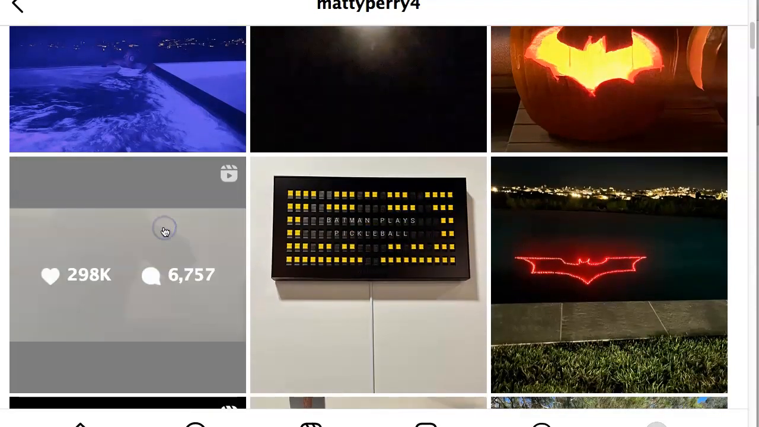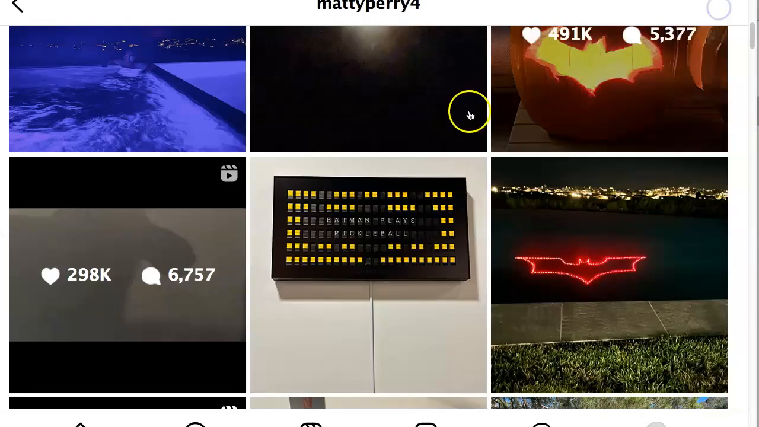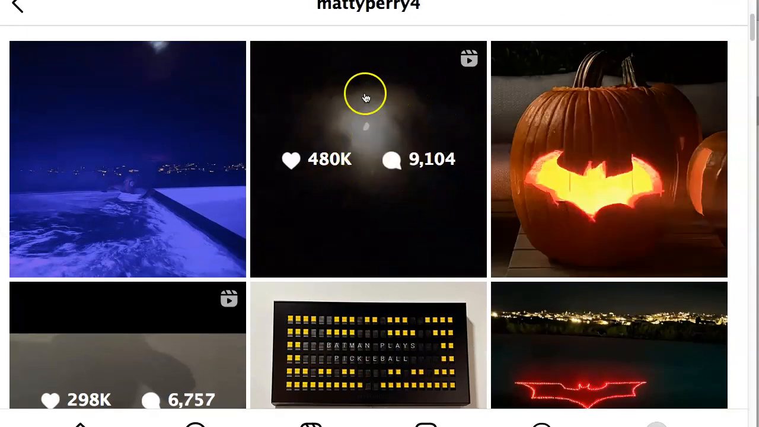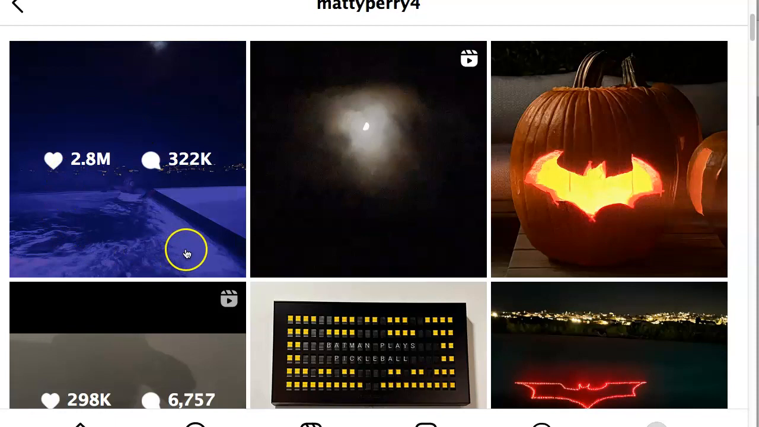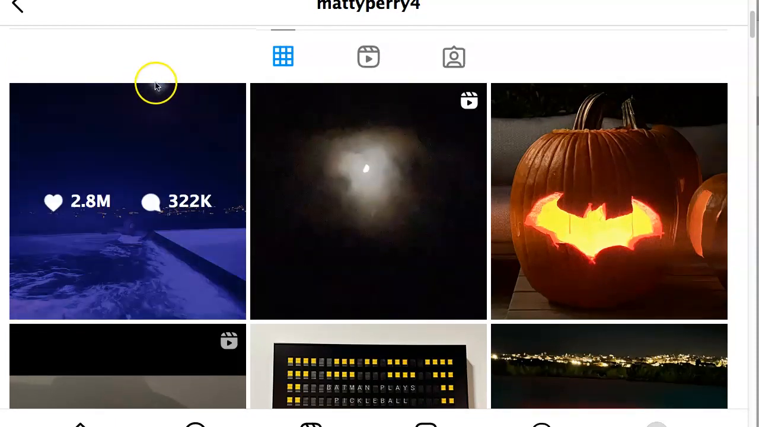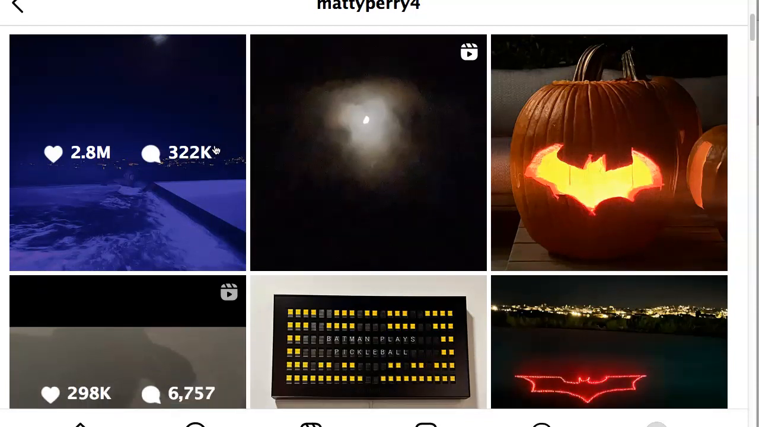Oh, I actually don't remember what this one was. Oh, this is the Baneberry video. Okay. The pumpkin Batman signal, and then a video of the moon, and then the last one, which is him in his hot tub with headphones on and the moon up here. It's very heavily Batman themed, as you can see, and it's very heavily moon themed.